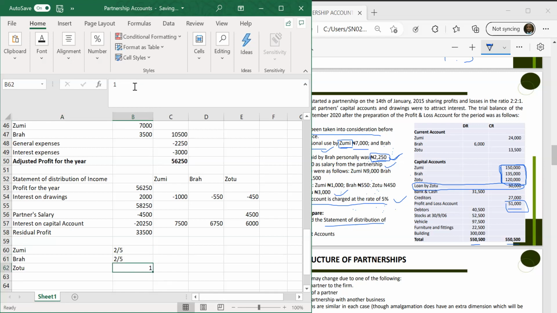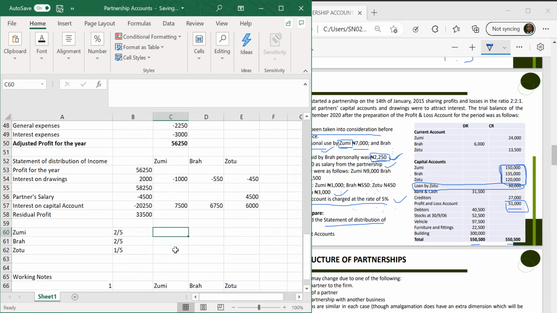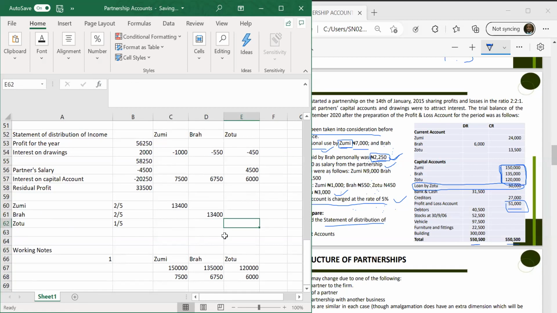Thank you, guys. To make it so much easier for those that are watching the video to understand. So divided by 5. Can you give me the figure for Zumi? 13,400. This one will be the same, 13,400, because it's 2/5, 2/5. Then the last guy will be how much? 6,700. Thank you so much, guys.